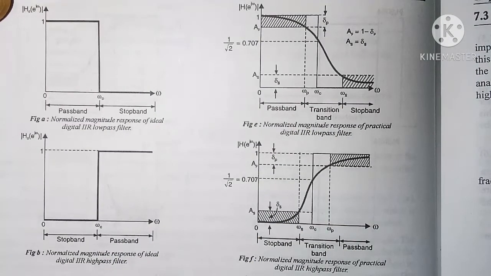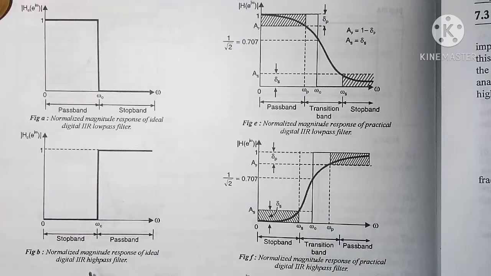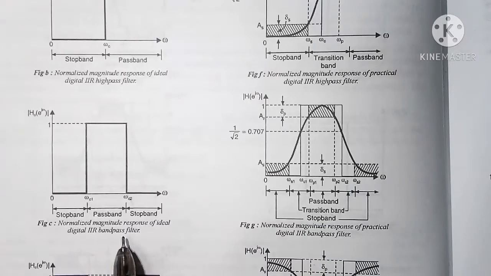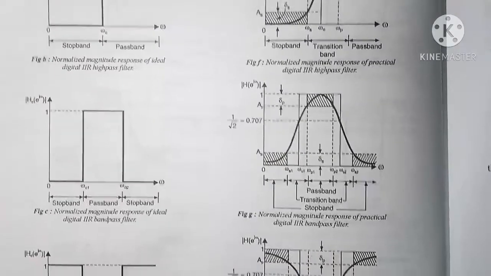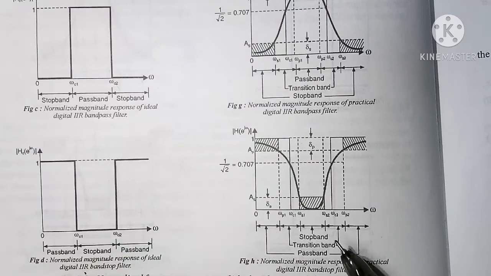Similarly, the frequency response of all other types of digital filters are obtained, and just see here, it is for ideal high pass filter, it is for practical high pass filter, this is for ideal band pass filter, this is for practical band pass filter, and this frequency response is for ideal band stop filter, and here it is for practical band stop filter.